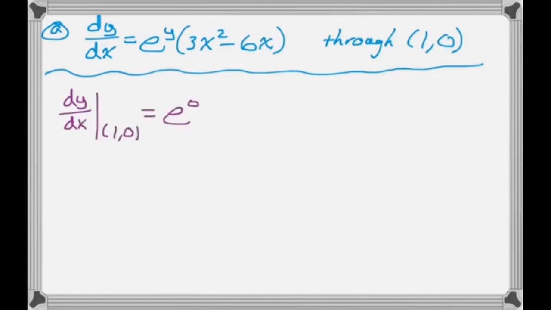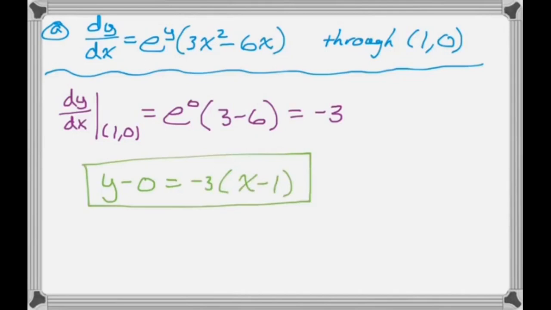So I get e to the 0, substituting in for y, and then the quantity 3 minus 6, because x is 1, so it just becomes 3 minus 6. That gives me negative 3. And I also know it goes through the point 1, 0, so now I can write the tangent line. So y minus 0 equals negative 3 times the quantity x minus 1.